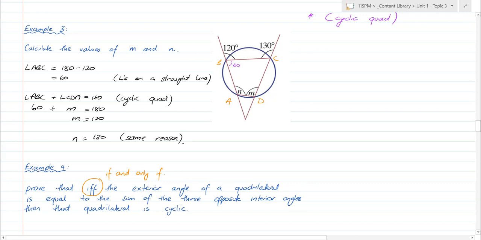Really, I should write out the reasoning for N again, but in the whole scheme of things, I'm not going to give you the same question twice in your exam. I would only ask you to find M, not then N, which is exactly the same question. So that's example 3. Any questions on that? That just used the opposite angles in a cyclic quadrilateral and angles on a straight line.